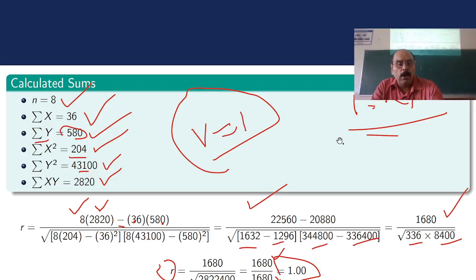So I believe that all of you are very clear with what is Pearson's coefficient and how to find it out. Is there any clarification that you want? Any doubts?